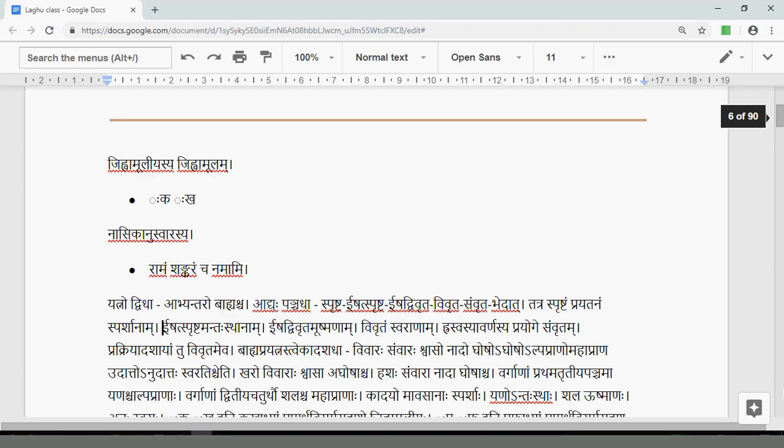Ishat sprishta, who has a little sprishta? Antasthanam. What are antastha? Antastha are ya, ra, la and va. So you look at antastha is yav. In the Hayavarat Sutra, Hayavarat lan, in that sutra you remove the hakara. Ya, va, ra and la are antastha, which are called semi-vowels also. You say semi-vowels in English. So antastha varnas have what? Ishat sprishta prayatna. Ishat vivrutta ushmanam.